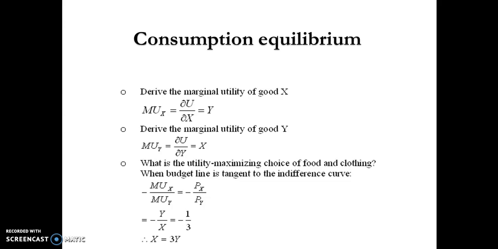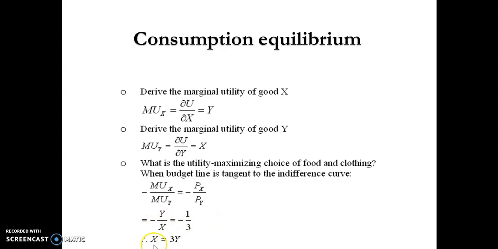We haven't solved for x or y yet. This just tells us what the optimal bundle is. Of course the negatives will cancel. So you could either rearrange such that y is equal to a third x, or you could rearrange such that x is equal to 3y. Either way, it is fine.